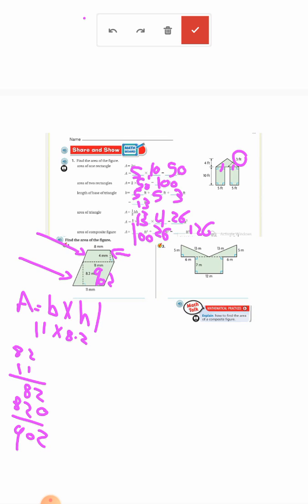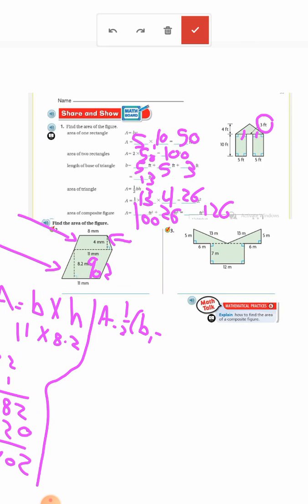Area of a trapezoid is half b1 plus b2 multiply height. Half b1 and b2, as you see, 11 and 8, it gives me 19. Multiply the height that is between them, which is 4. Half 4 is 2. 2 multiply 19 is 38.